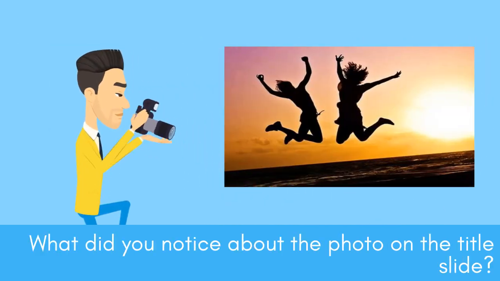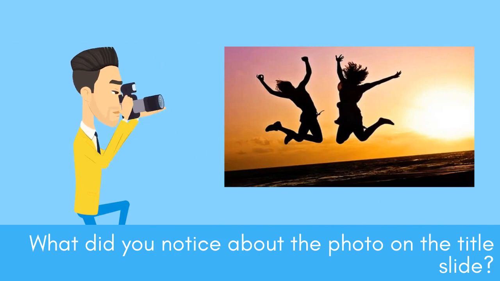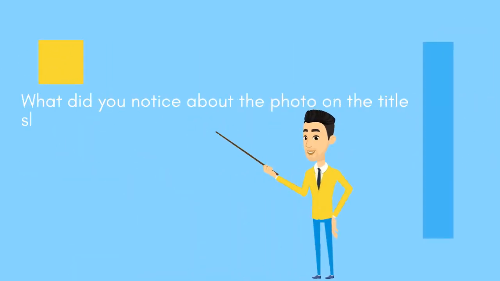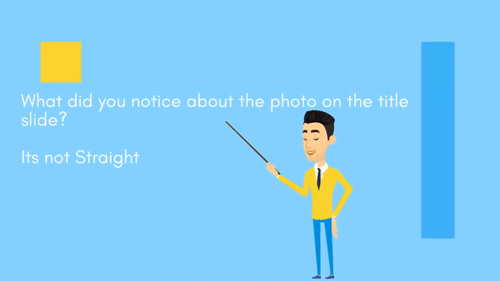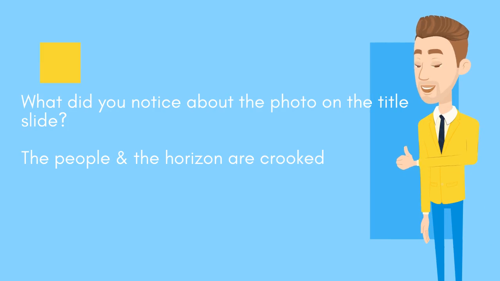What did you notice about the photo on the title slide? It looks uneven. It's not straight. The people and the horizon are crooked.